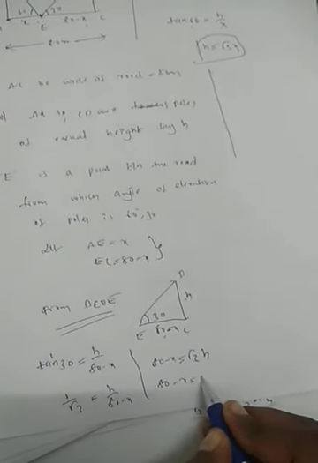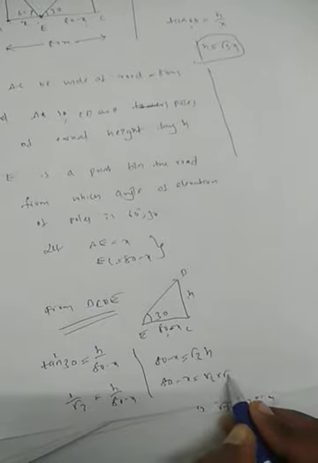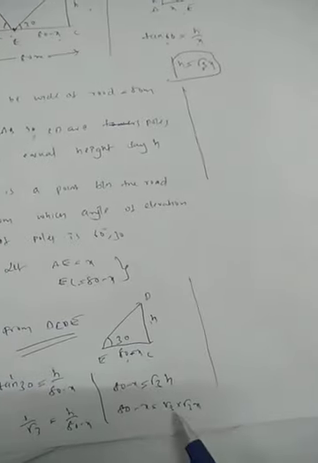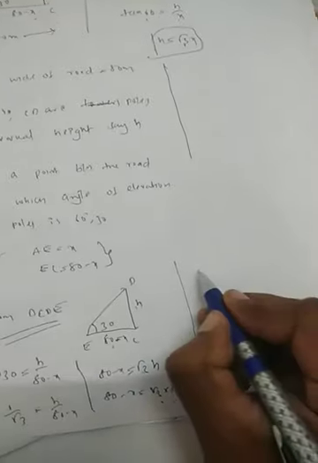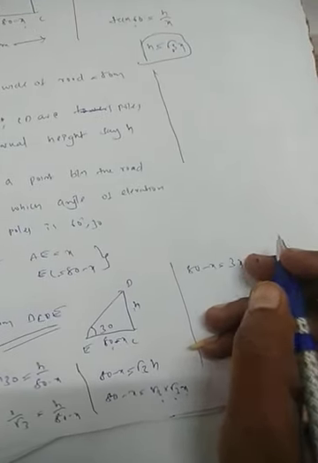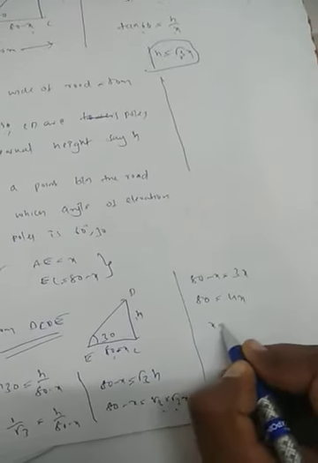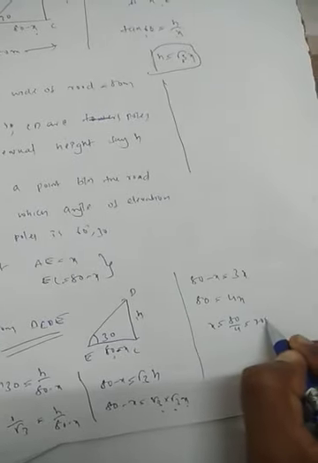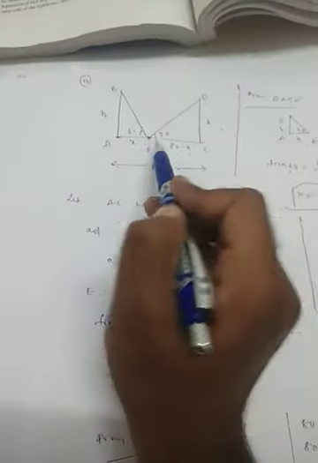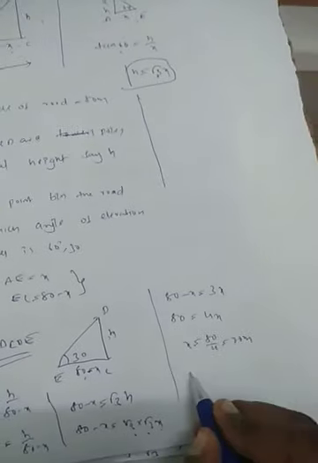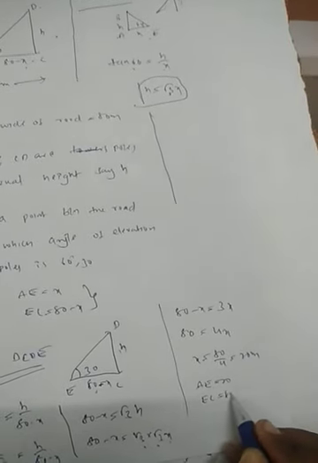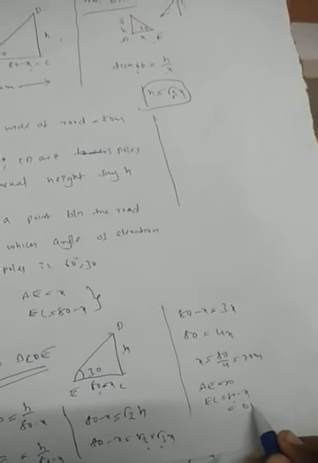So 80 minus x is equal to root 3 into root 3 x. I replaced the h value here. Root 3 into root 3 is 3, so 80 minus x is equal to 3x. Sending x to that side, 80 is equal to 4x. So x is equal to 80 by 4, that is 20 meters. Obviously AE is 20 meters. Next, what about EC? 80 minus x is 80 minus 20, that is 60 meters.